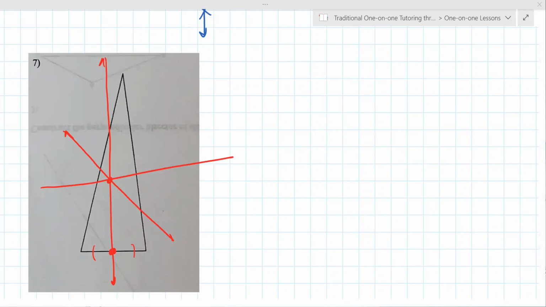The bisector of each angle. Yeah, we actually should have done this one first. All right. Let me just rotate the picture. Rotate left. There it is. Okay.